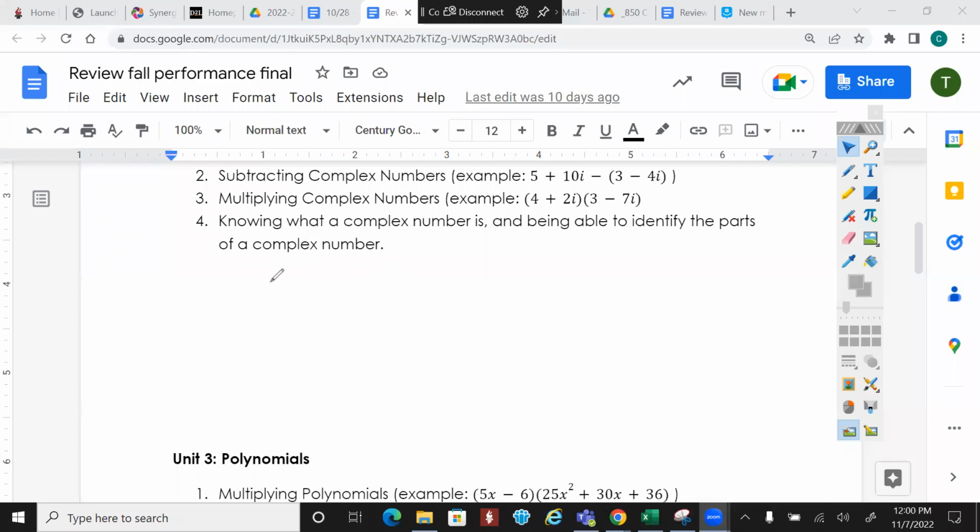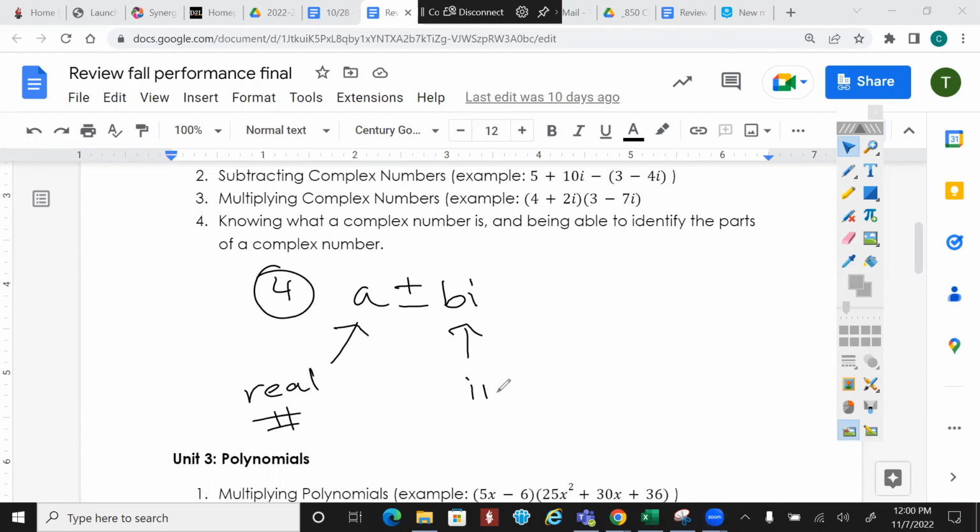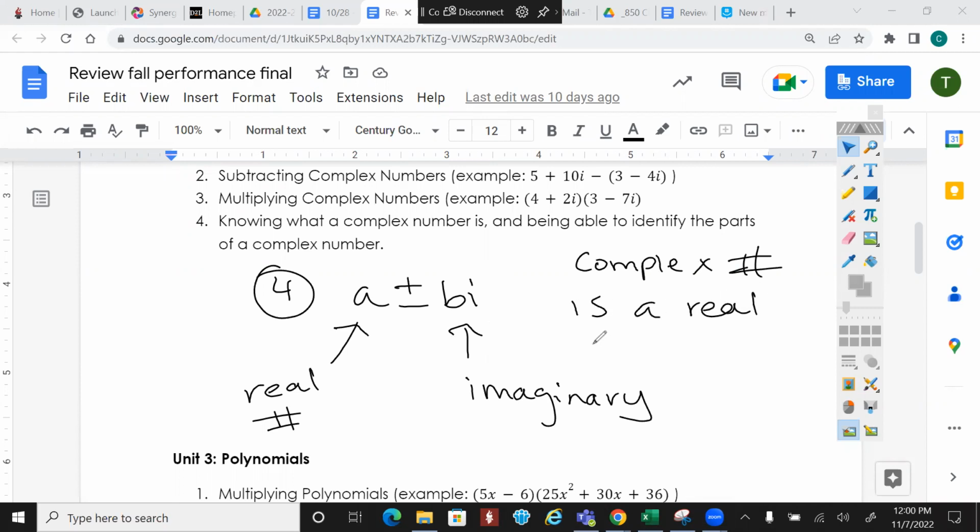Now, on number 4, it says knowing what a complex number is. Remember, a complex number is going to be that a plus or minus bi. A is going to be a real number, and bi is going to be the imaginary part. So all you're going to do is write this out, and tell me that a complex number is a real plus or minus an imaginary term. Does that make sense? Keep that up there.